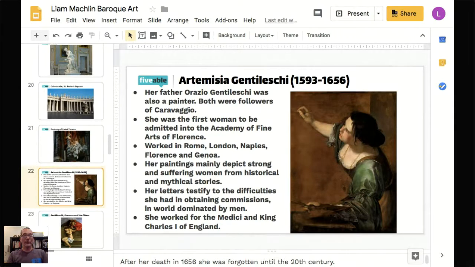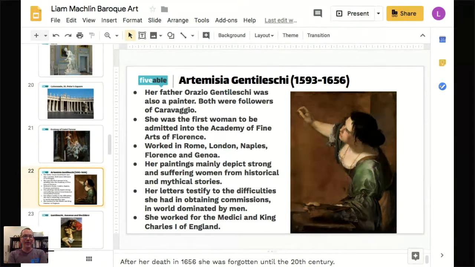Now, she was also the first woman to be admitted into the Academy of the Arts of Florence, so kind of groundbreaking in that capacity. And she worked all around Europe. She worked in London and Naples, Florence, Geneva. Her painting topics are interesting. Also, she's mainly depicting women. So it's very interesting that she's picking women and the suffering of women that's usually coming across, and a lot of mystical historical paintings. That's another thing that she is talking about.